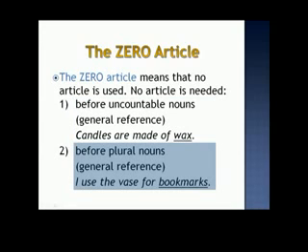We also use the zero article before plural nouns, again when making a general reference. For example, I use the vase for bookmarks. I'm talking about bookmarks in general. I'm not talking about any particular bookmarks, just bookmarks in a general sense. I use the vase for bookmarks.